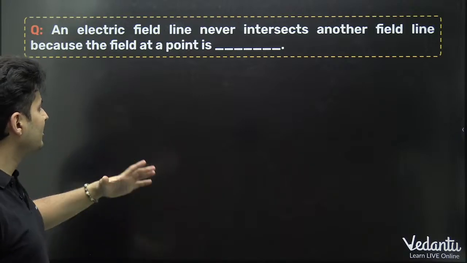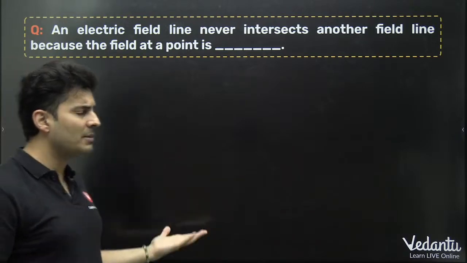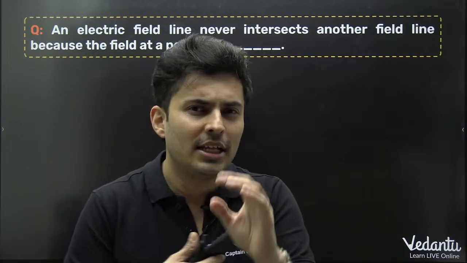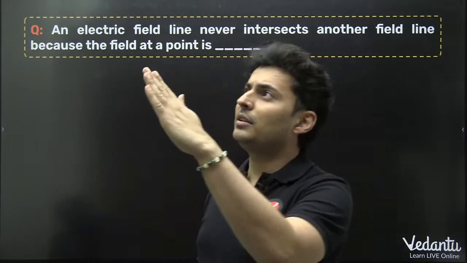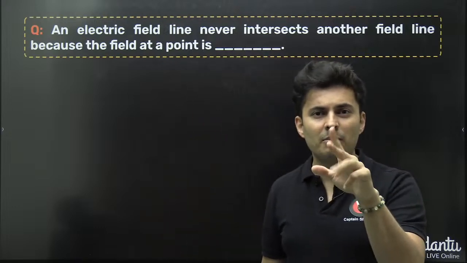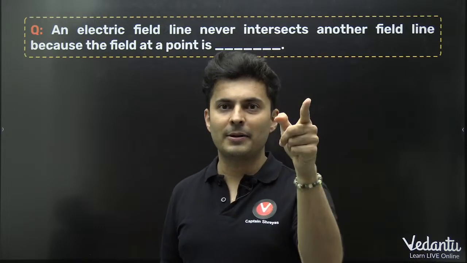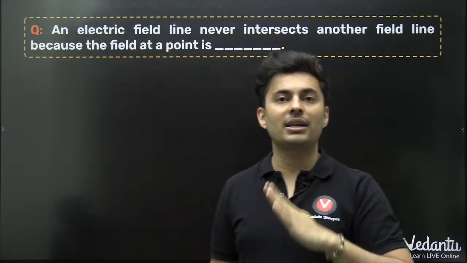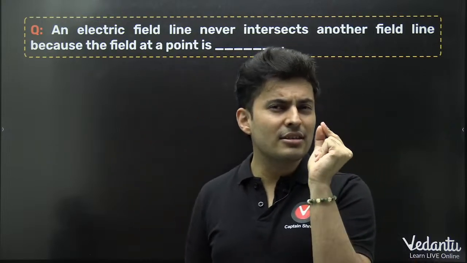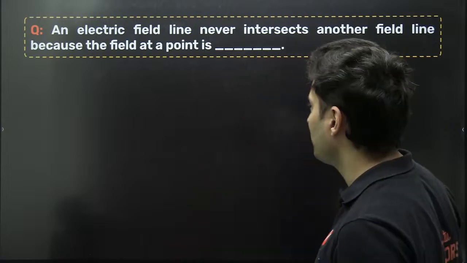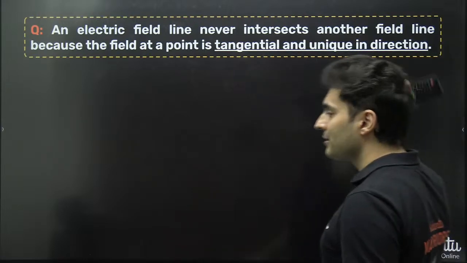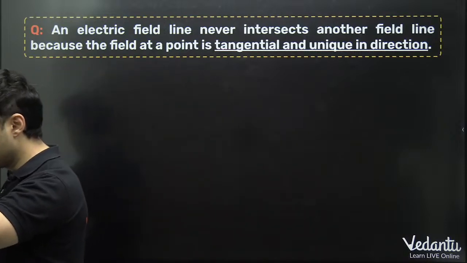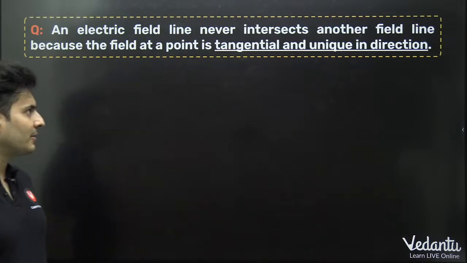Moving on. Electric field line never intersect another field lines because the field at any point, why do they not intersect? Because if they did, then the field at that point is either here or here. So that ambiguity is there, that doubt is there. But we know field can be either here or here. It can't be both. So it's always unique. It's in a particular direction. So it's tangent and it is unique. It's always tangent and it's always unique. Hence, that's the correct answer.